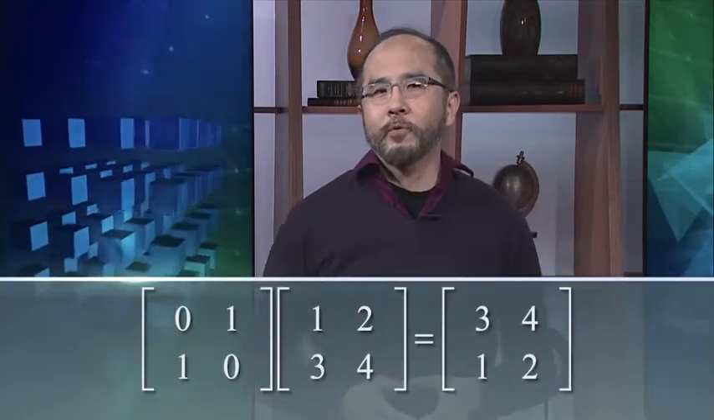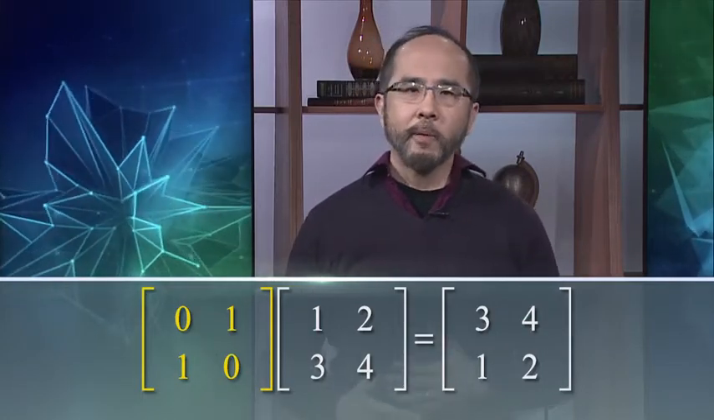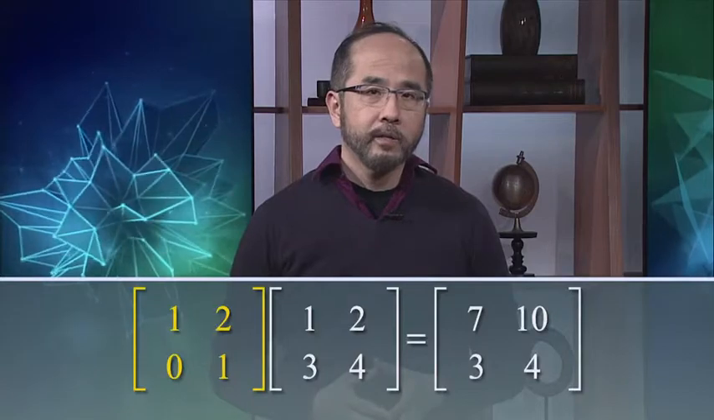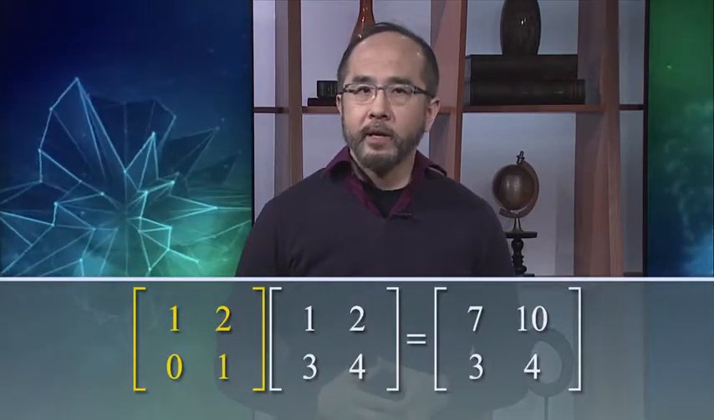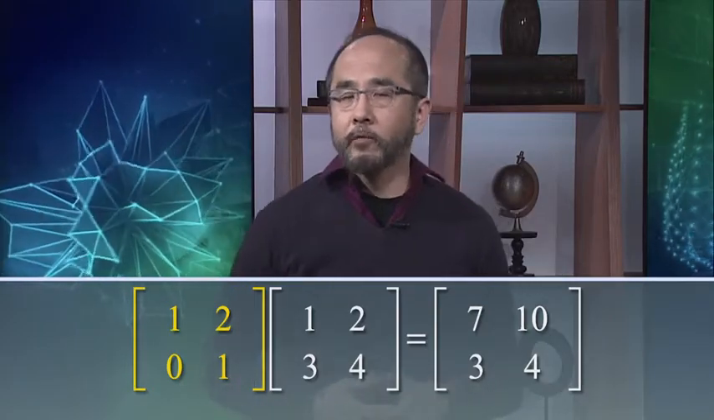Now, how do we find the elementary matrix that accomplishes a given row operation by left multiplication? It's actually pretty easy. Just perform that row operation on the identity matrix, and then you will have the matrix E. In the examples that we just did, 0, 1, 1, 0 is what you get when you swap the rows of the 2 by 2 identity matrix. And 1, 2, 0, 1 is what you get when you take the 2 by 2 identity matrix and add twice the second row to the first.